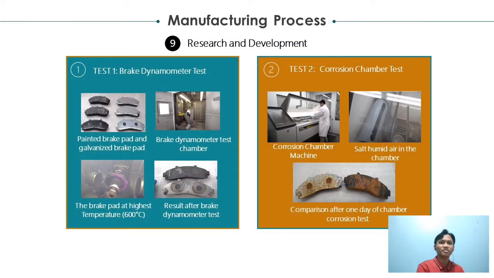The last manufacturing process is research and development. There are 3 tests done on the brake pad. First is the brake dynamometer test. The brake pad is compared with the black painted brake pad.